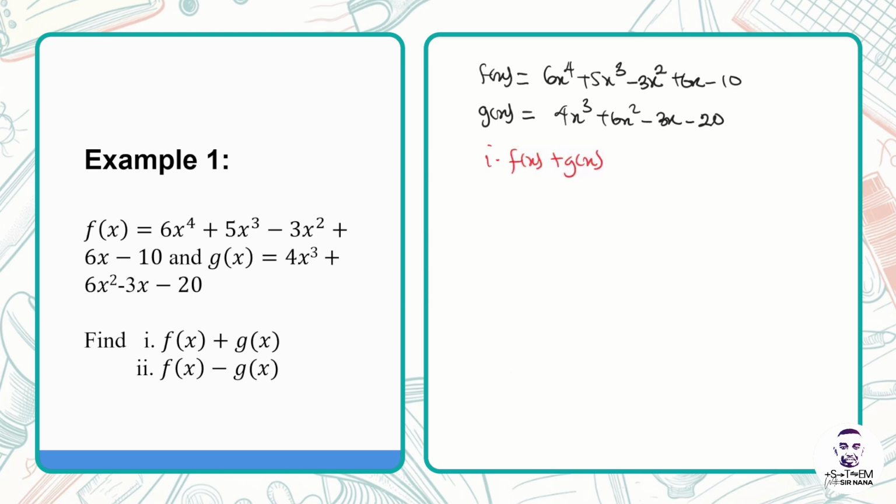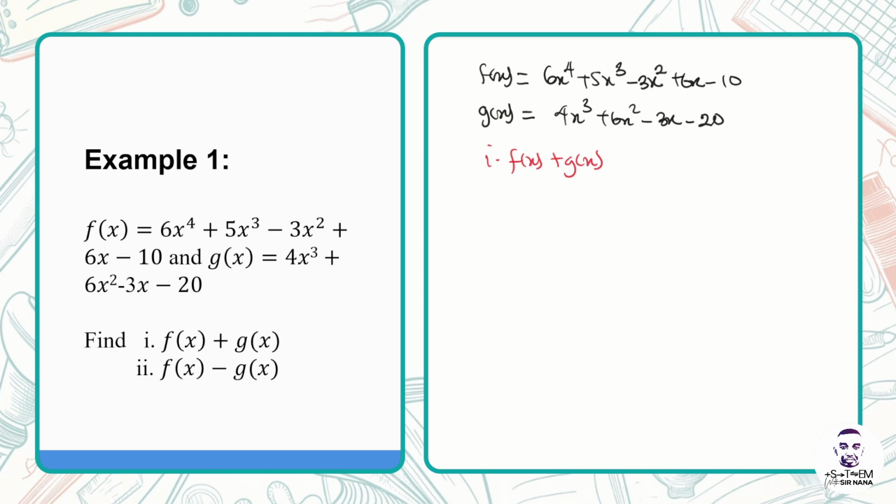Now, mind you, to be able to perform operations on polynomial functions, especially when you are adding, when you are subtracting, we must ensure that we add, first and foremost, variables that are of the same type. So in this case, we have x and we have x. And then the power should also be of the same power. So we add x raised to the power 4 to x raised to the power 4, and then x raised to the power cube to x raised to the power cube.